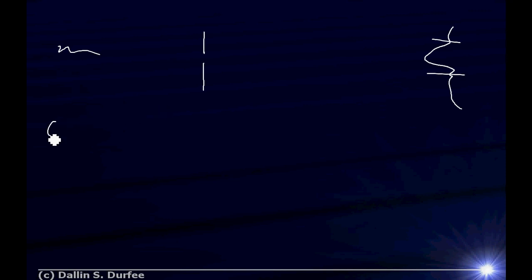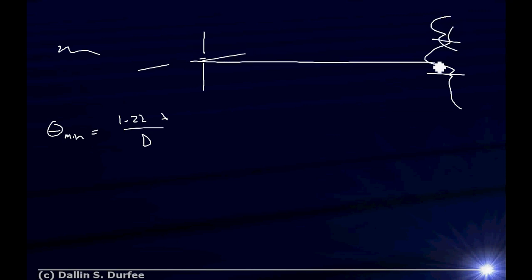We said Rayleigh's criterion: theta min is equal to 1.22 lambda over d. So that was derived from a circular aperture. But that's Rayleigh's criterion. That tells me if I had another source of light coming through this thing at another angle, its diffraction pattern, if the angle between here and this peak right here is theta min, that means that the first minimum of this one occurs right at the peak of that one. I didn't draw this very well.